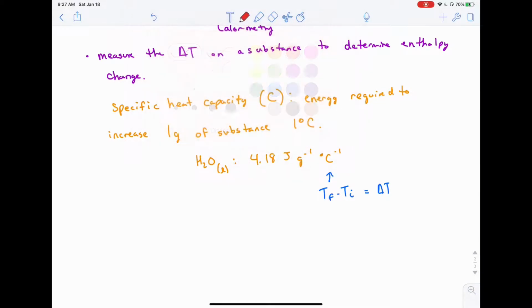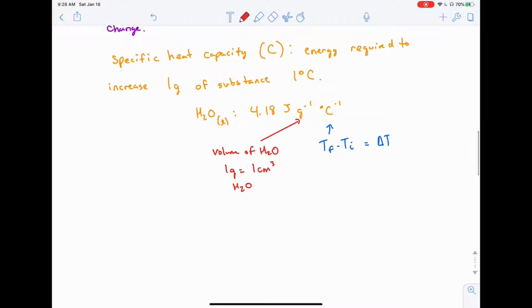Now, you need to know the volume of the water. That's not directly related to this equation, but there is a correlation there, because we know as a definition that 1 gram of water equals 1 centimeter cubed of water. That's the density of water. So if I measure the volume of water as 50 centimeters cubed, that's the equivalent of 50 grams.